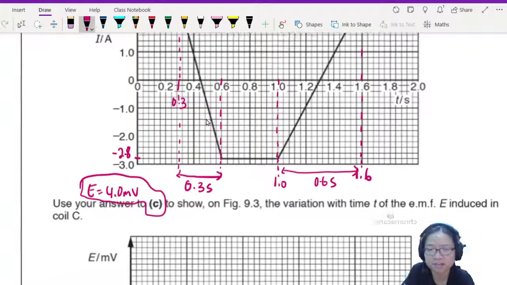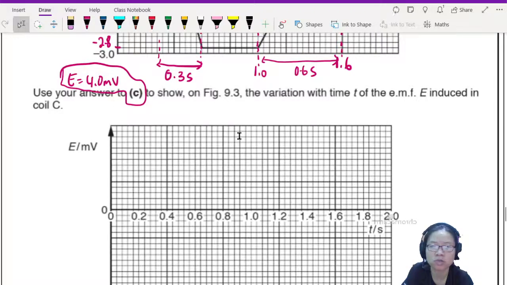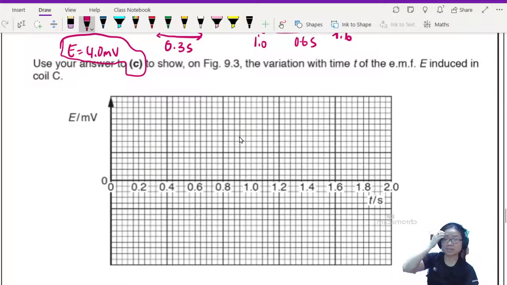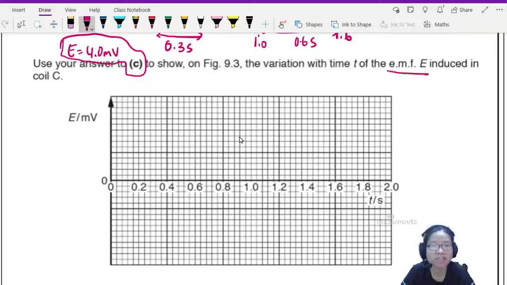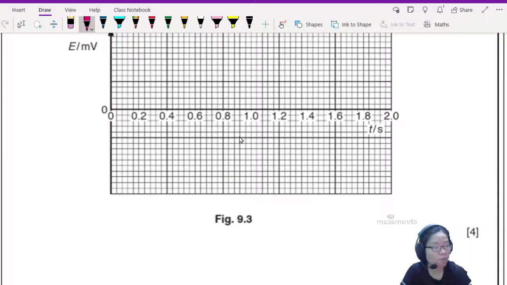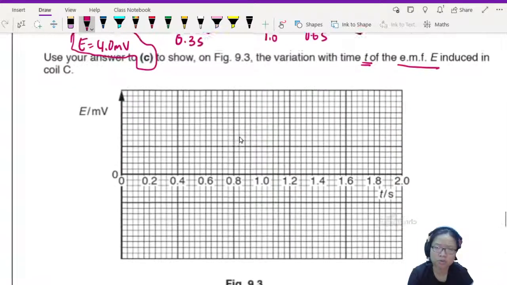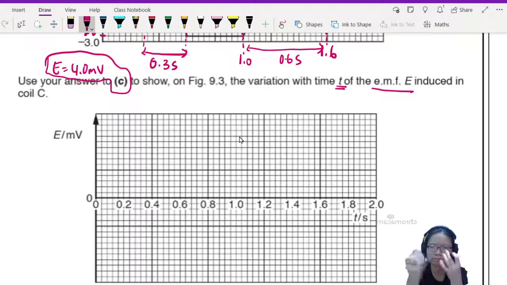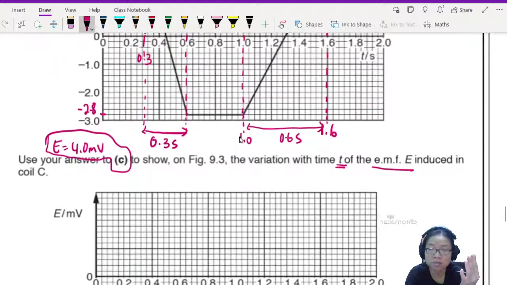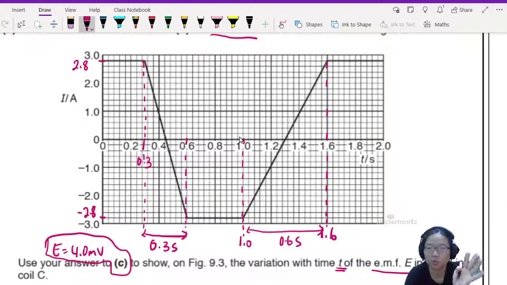To show that in figure 9.3, which is this graph below, the variation of time t, how does your induced EMF change with time in coil C? 4 marks, ladies and gentlemen. If I were you, I must show all the important values, the x-axis, the y-axis. I must draw a beautiful graph to get 4 marks. All right, so first things first. I draw what I confirm know, which is the places where I know that there's no EMF. So where is there no EMF induced at all?